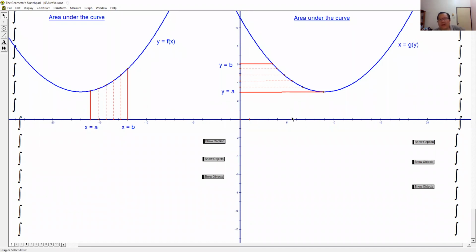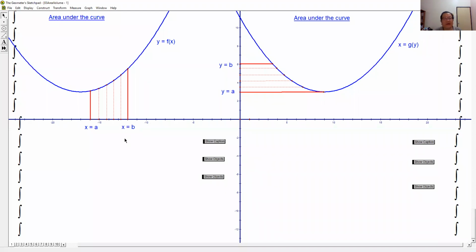Now, there's another type of area. Look at the diagram on the right. This is the curve, and this is the y-axis. If I say the area between the curve and the y-axis, I'm referring to this shaded part here. So it's between the curve and the y-axis, or between the curve and the x-axis. So there are two types of area.